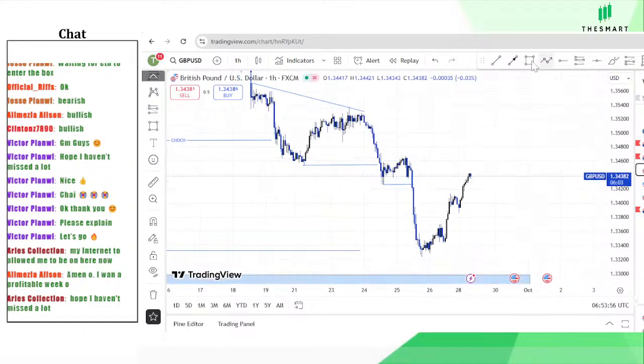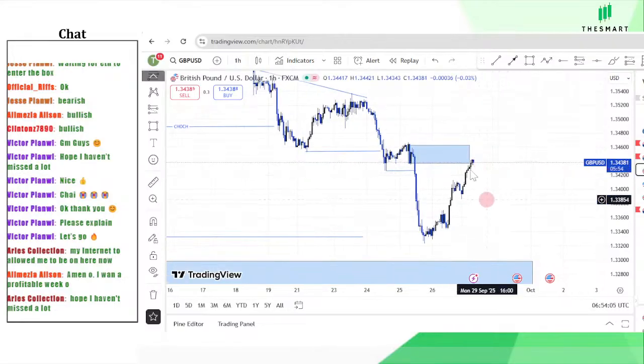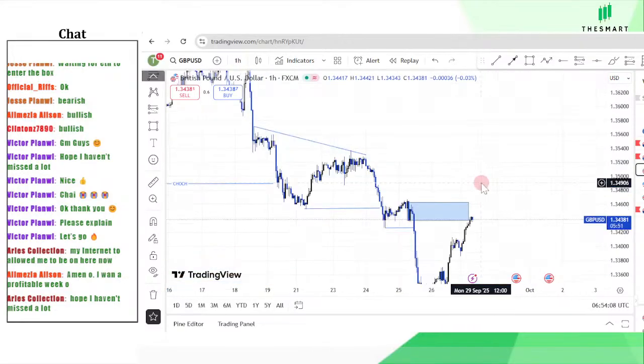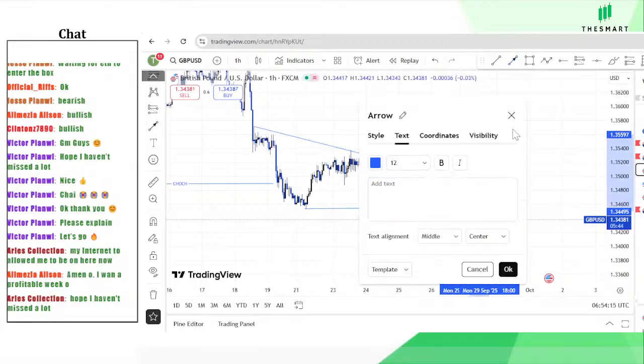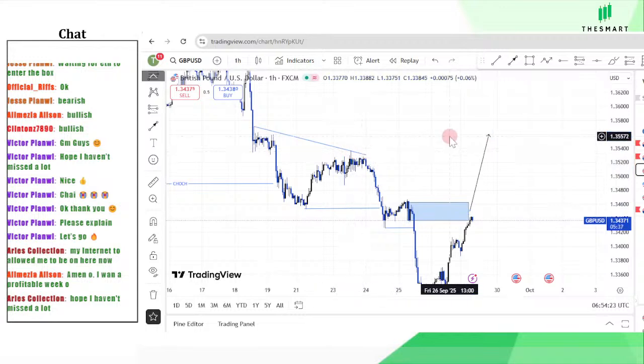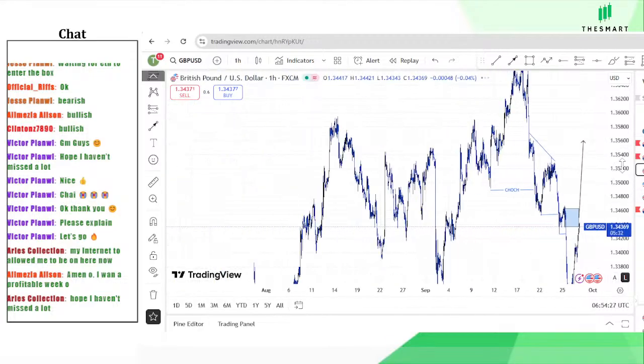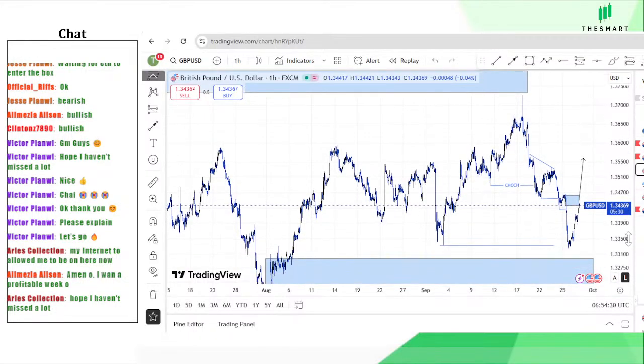If this supply zone is too good, I want to see some sort of confirmation to the downside. Anything above this zone, then expect the price to continue to the upside, because we have this liquidity line here, and this is very, very important if you want to understand liquidity in the market. When you have this type of tricky zone, you have to be very, very careful.